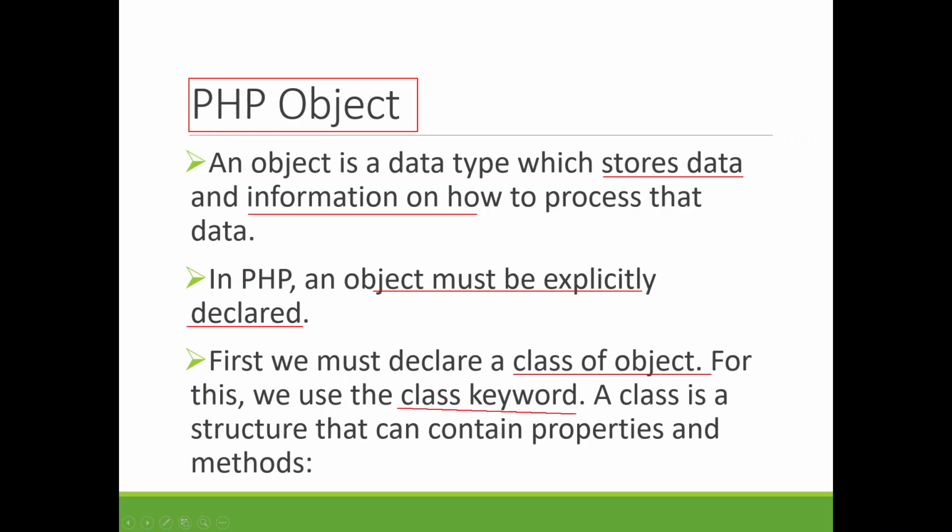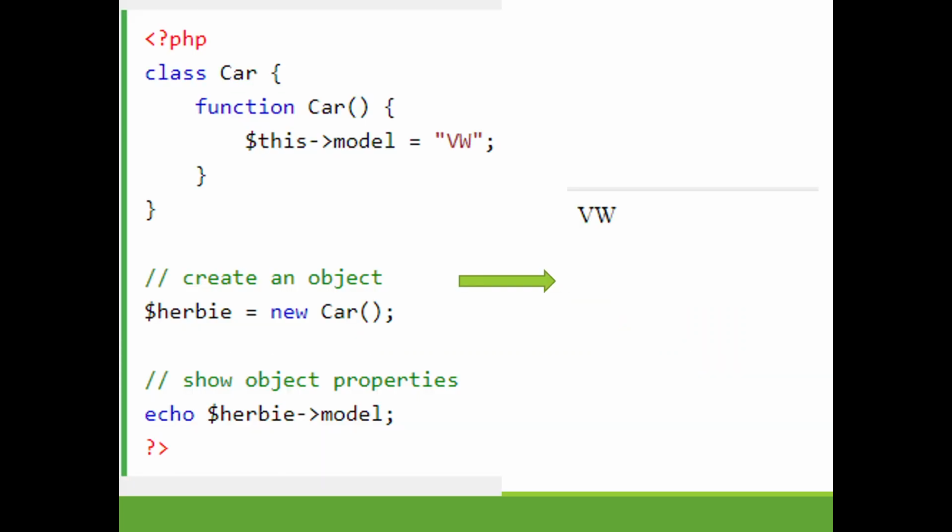Then we use the class keyword to create the object. So a class is a structure that contains properties and methods. In simpler terms, a class is a structure that contains variables and functions. Variables are used to store the data, while methods are used to process the information or the data. So that is what a class is all about.